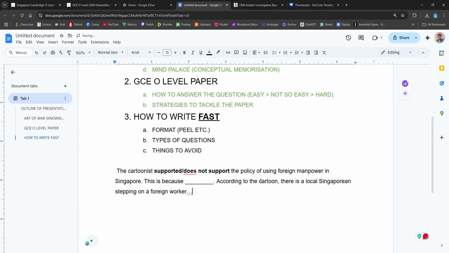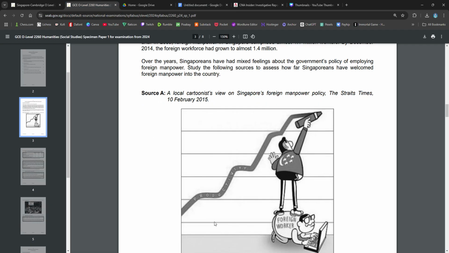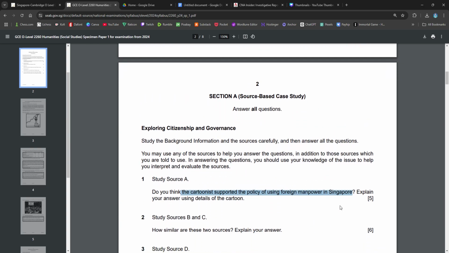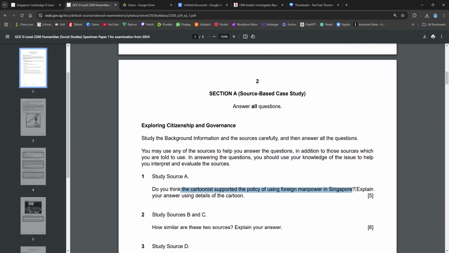And then dot dot dot. I'm not going to type everything. And then it shows an increase in productivity, right? Blah blah blah. So there's a local Singaporean stepping on this guy. So then you go back, look at the amount of marks for this question, explain your answer, right?